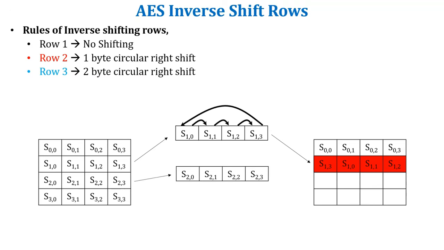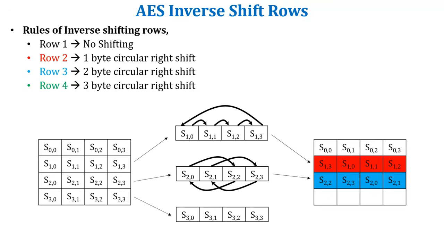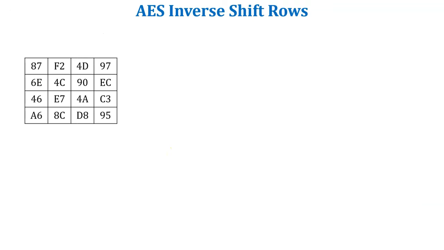Next rule is row number 3, perform 2 byte circular right shift. Let's check here. Next rule is row number 4, perform 3 byte circular right shift. So let's check here. So these are the rules of inverse shifting rows in AES. Now let's take one example and perform inverse shift rows on this state array.